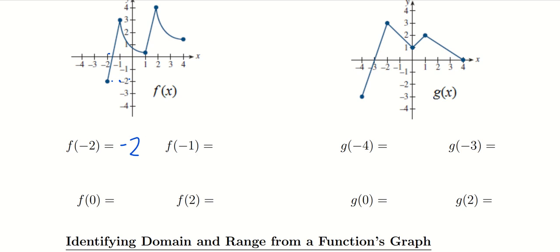For the value of f of negative 1, it's right here on the x-axis. We locate it, we trace it up, the point is here, we go over, and we get a value equal to 3. Okay.